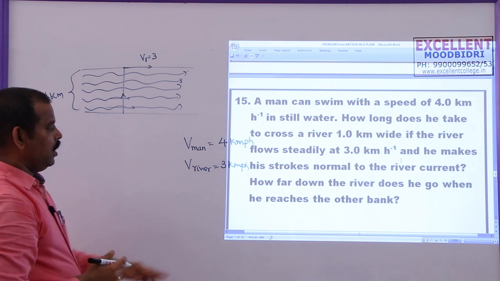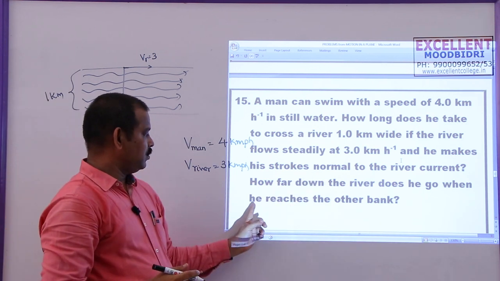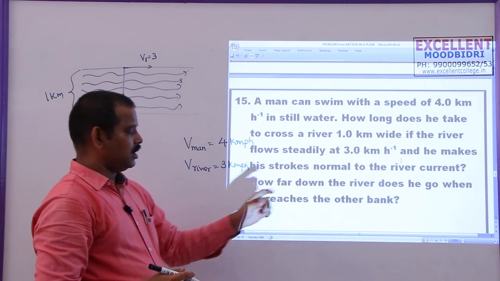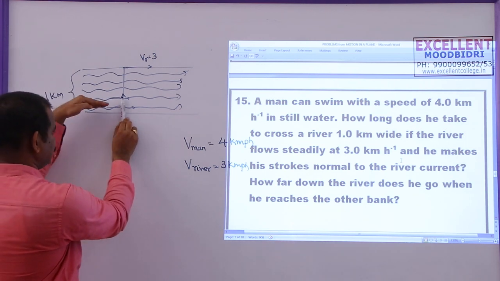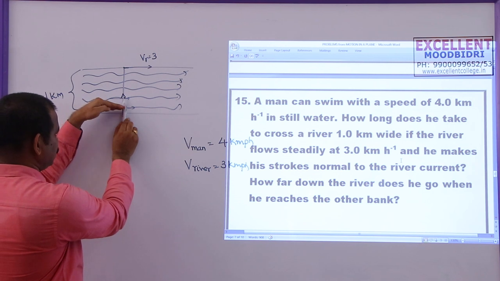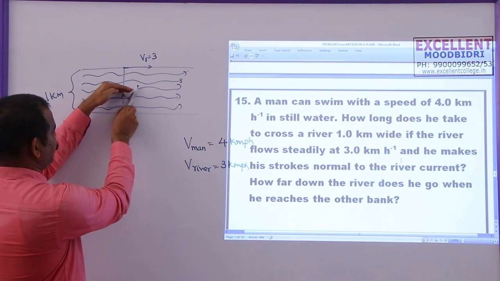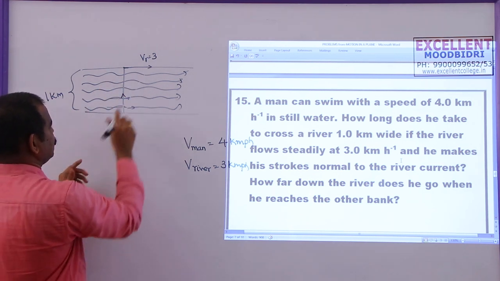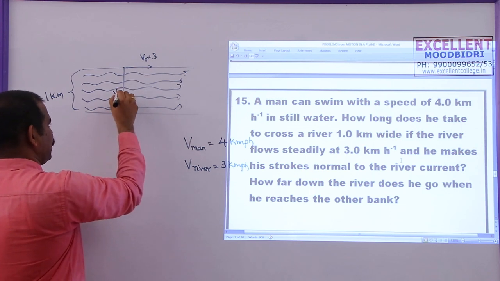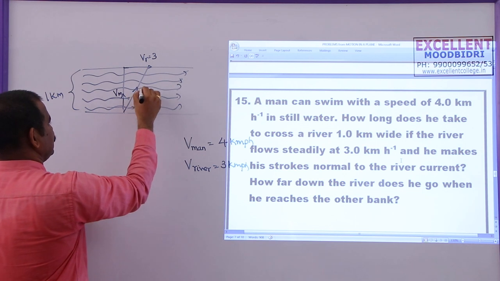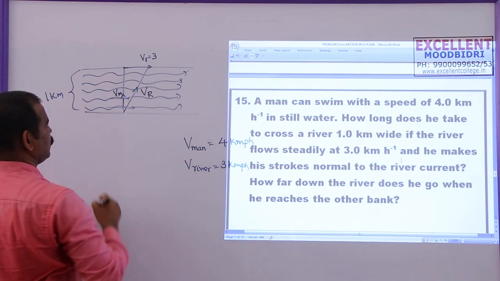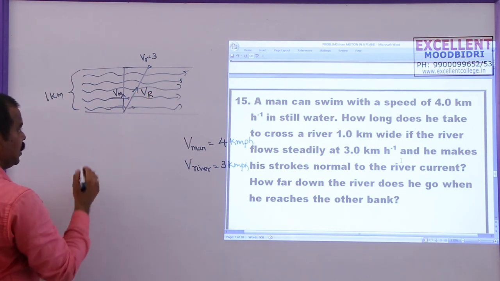That means he is trying to move in this direction. How far down the river does he go when he reaches the other bank? We know that when he is swimming in this direction, as the river current or water is striking him, at every point his direction will change and finally he will reach somewhere here. So the actual speed of the man is Vm, this one, and the resultant velocity will be in this direction, V capital R. This is the resultant.